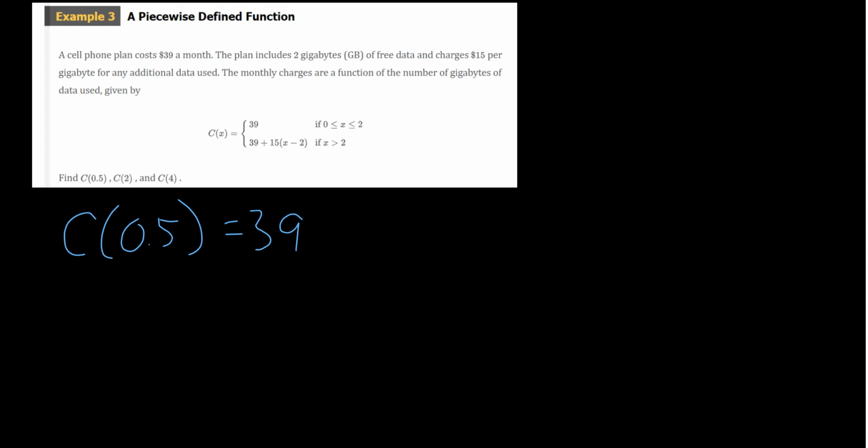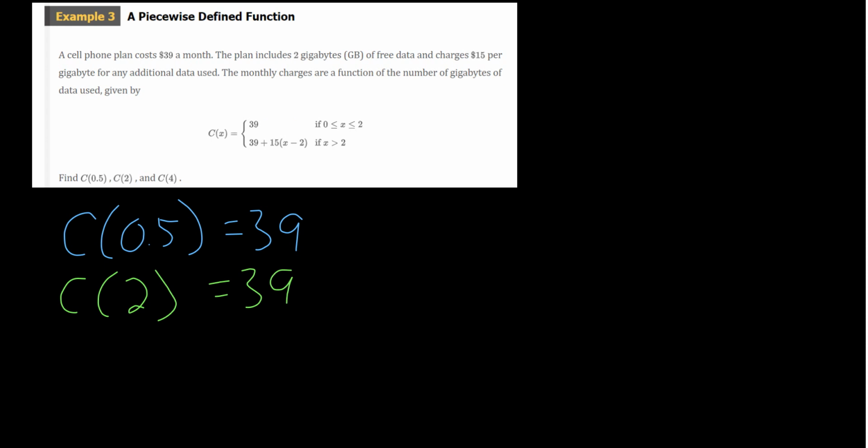Okay. Well, now C of 2. Does 2 reside here, or does 2 reside here? It's tricky, so you want to be careful here, but it would reside here, right? Because this says or equal to 2. So C of 2 would also use that function, which is simply 39.